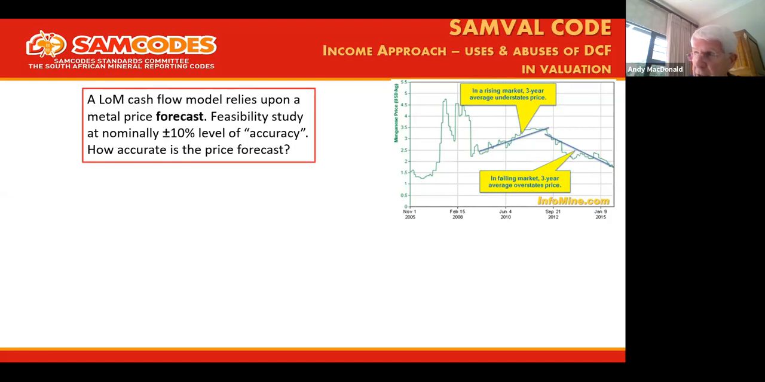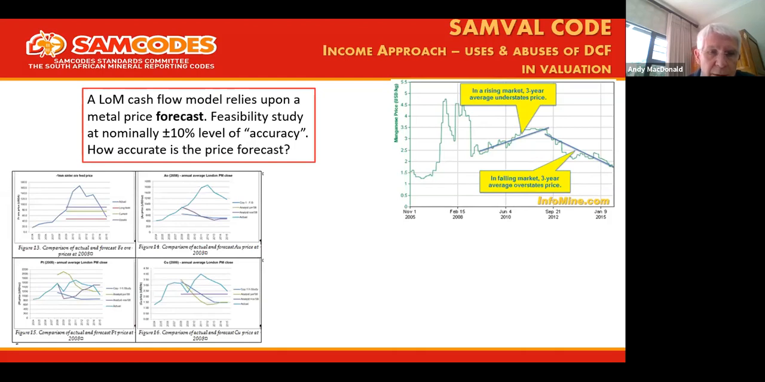If you now say, well, let's get some metal price forecasts from financial institutions, consensus economics, or anything of the like, this graph just shows a comparison of forecasts in 2008 against what the price actually did subsequent to that. You can see the forecast lines here, this lot here, this lot here, this lot here. In most instances, the forecast prices were very different to what actually happened.